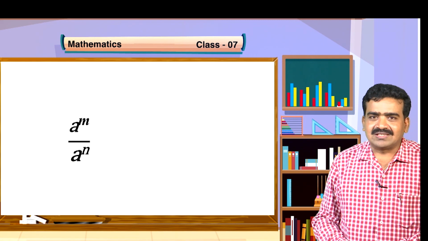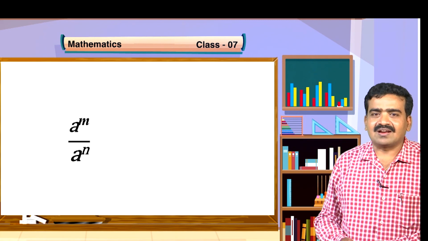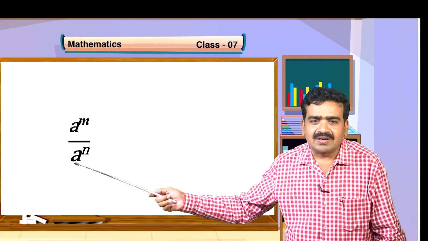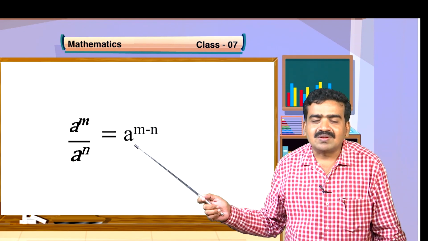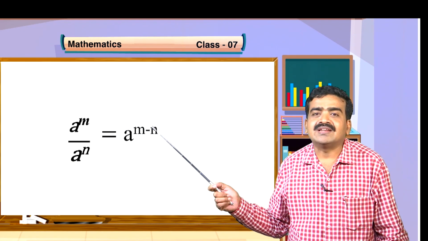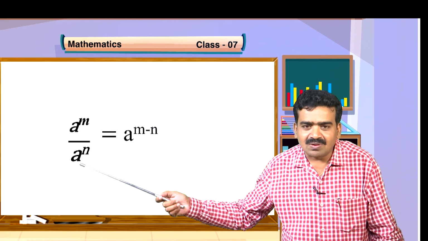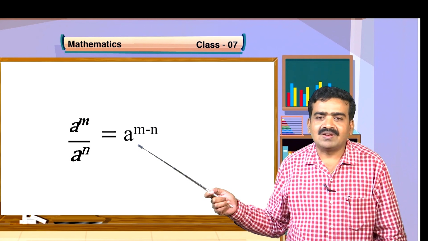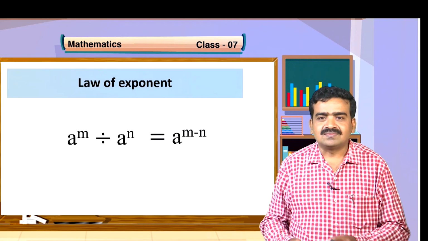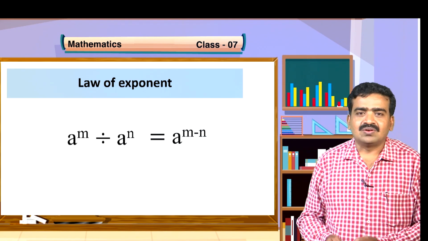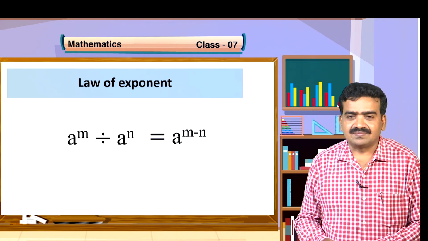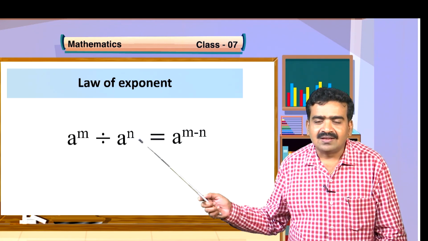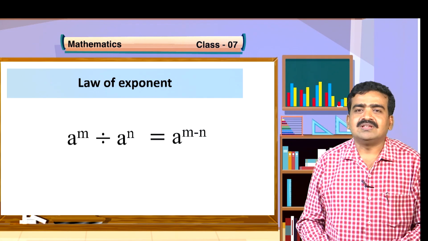So, from these two examples, what conclusion can we draw? If there is an exponent a to the power of m divided by a to the power of n, that can be written as a to the power of m minus n. If there is a division form of the exponent having the same base, then the final answer we get is equal to a to the power of m minus n. So, this is also one of the laws of exponents, that is a to the power of m divided by a to the power of n is equal to a to the power of m minus n.